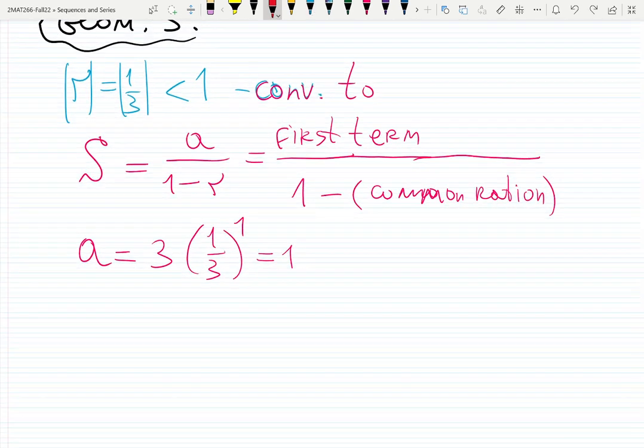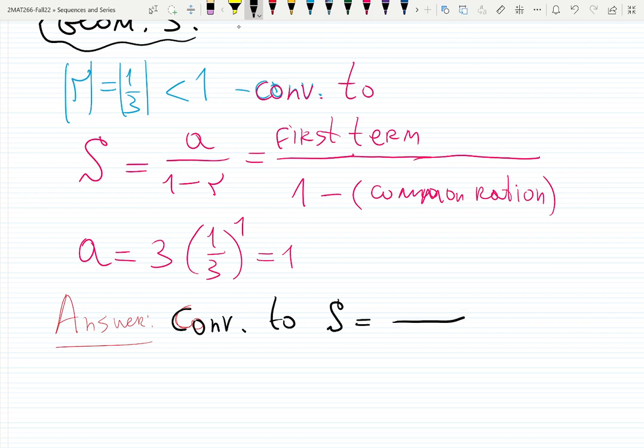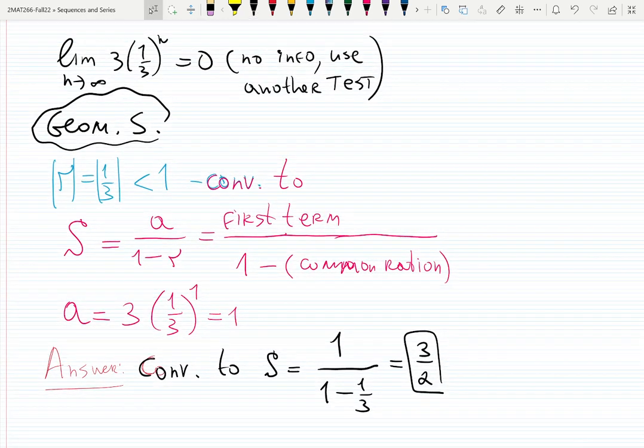So, answer: it converges to S equals 1 over 1 minus 1/3. And you calculate whatever that number is. What's the number? 3/2, right? Correct or not? I think correct. This is good enough for sequences and series, honestly. We're not going to put anything harder than that. So we actually covered, I think, everything.